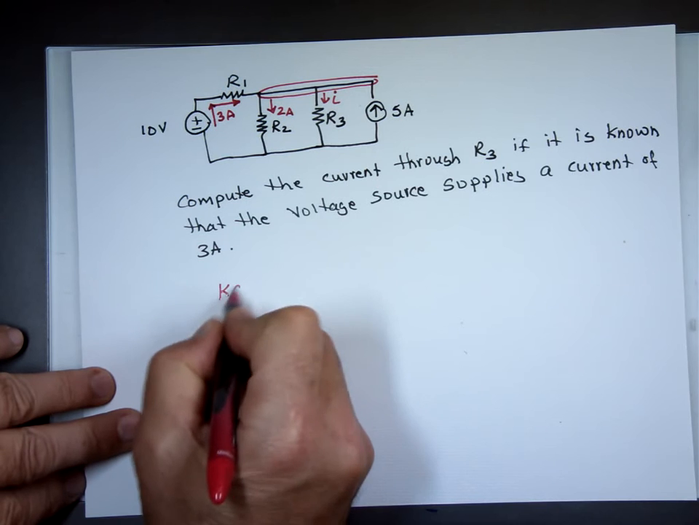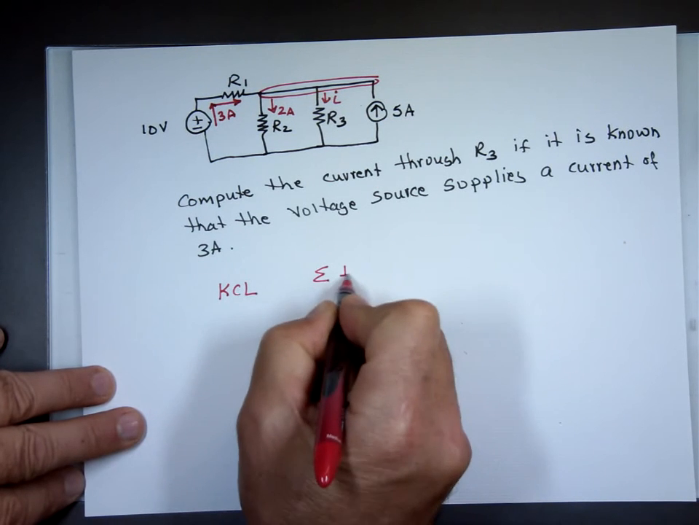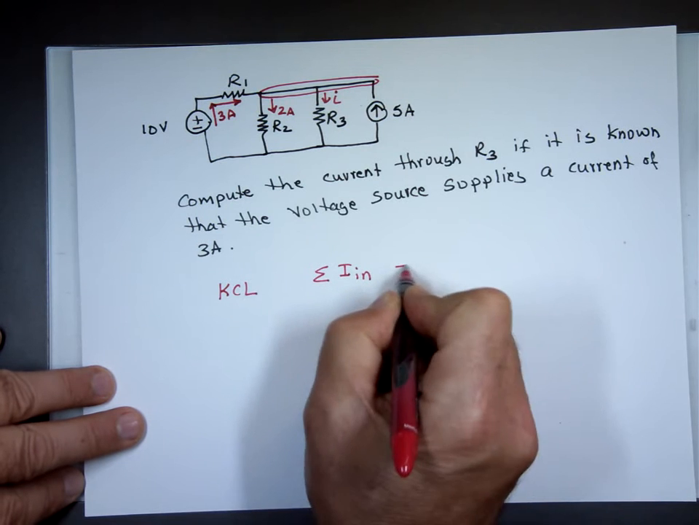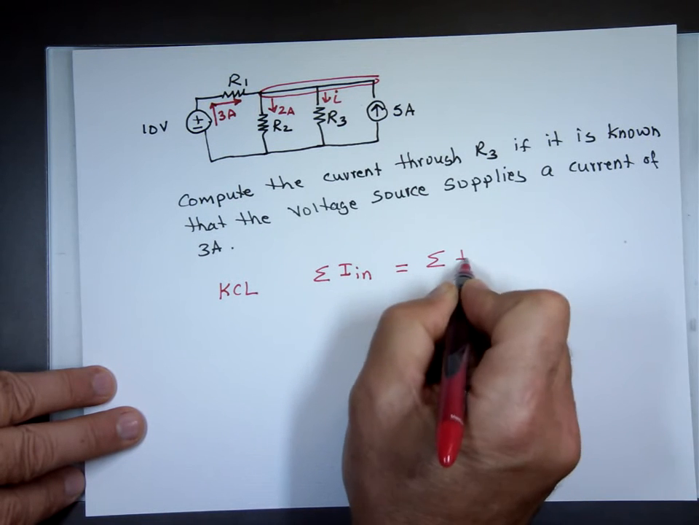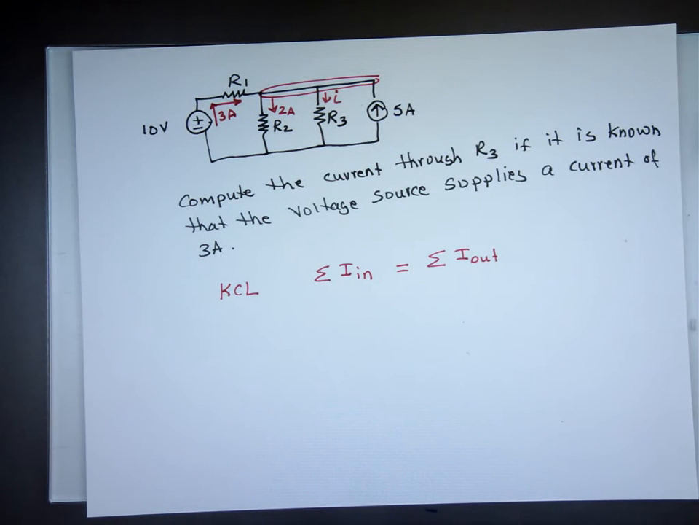Kirchhoff current law says what? The algebraic sum of all the current entering a node is equal to the algebraic sum of all the current leaving that node. Or the algebraic sum of all the current entering a node is 0 if you label leaving the node as a negative value. The current in equals the current out.